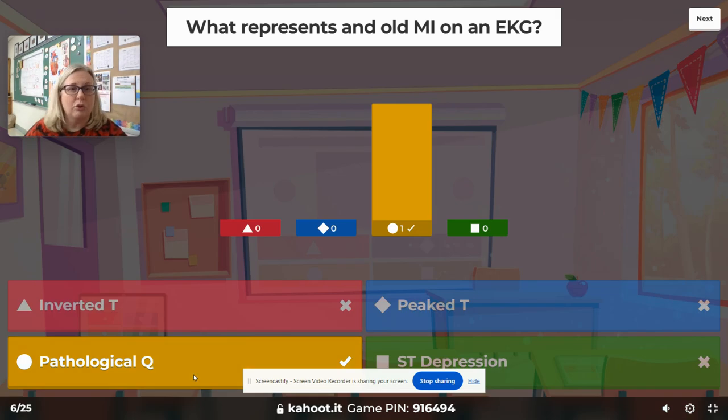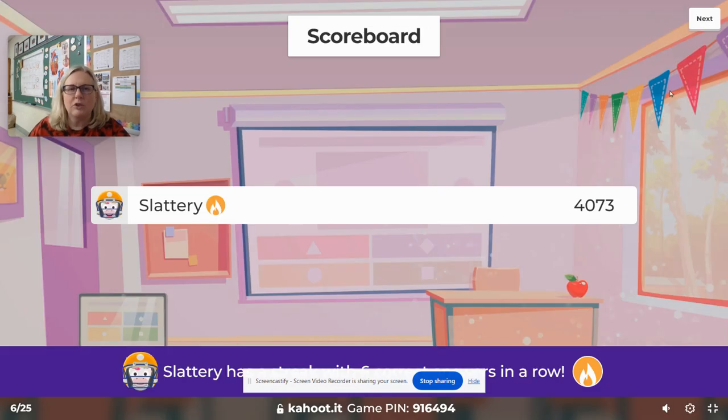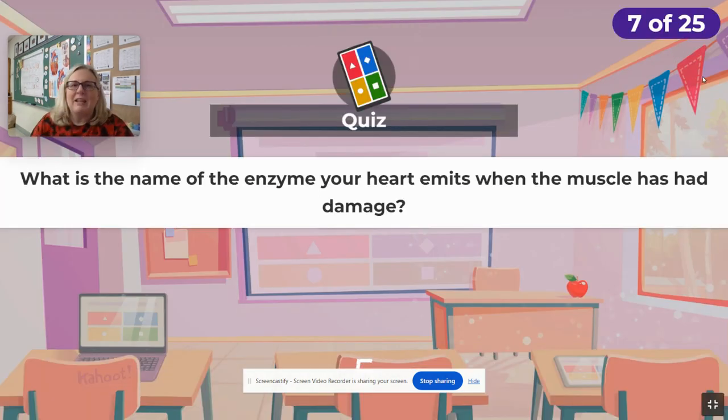It's going to be that pathological Q wave. I explained these in one of the videos I did for you guys: it's a little bit deeper and a little bit wider than a normal one. It's very subtle. You don't see it jump out at you. I am not concerned with you finding pathological Q waves on the exam. Just that a deeper, wider Q wave means an old MI. They had their heart attack a long time ago, several months to several years ago, and it permanently scars your heart. Okay. Next question. What is the name of the enzyme your heart emits when the muscle has had damage?